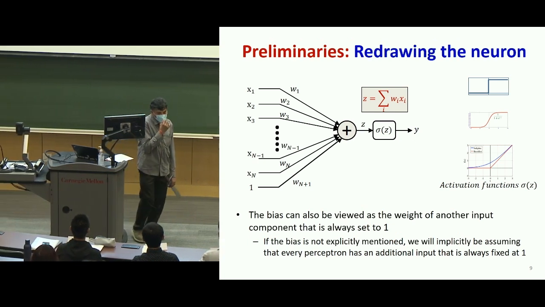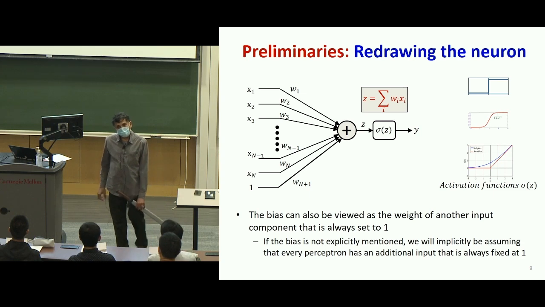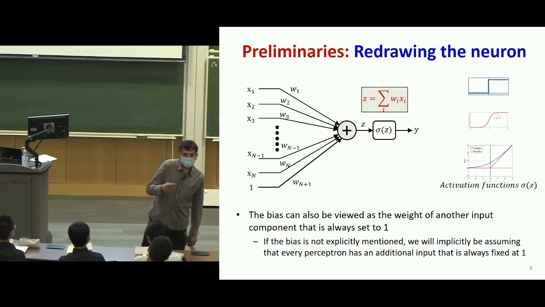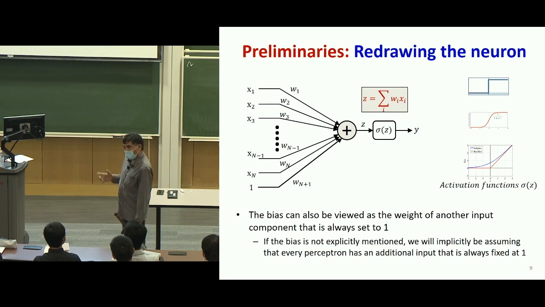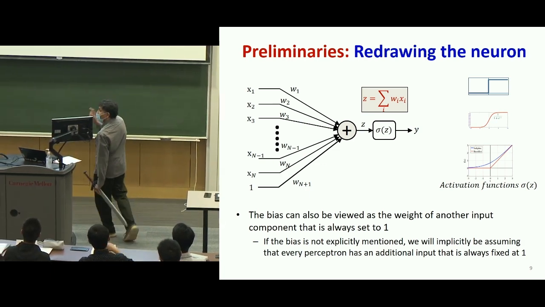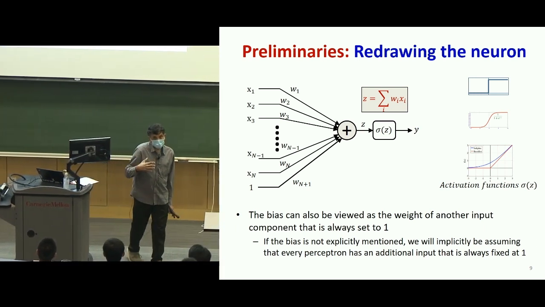Now, I'm going to redraw the perceptron in a simpler way. Instead of having a bunch of inputs, each with its own weight, and a bias term, I can redraw it by saying that there's an extra input whose value is pegged at 1, and the weight of that extra input is the bias. So when I write it like so, the advantage is that I don't have to explicitly write summation w_i x_i plus b, because the bias is subsumed in this representation.